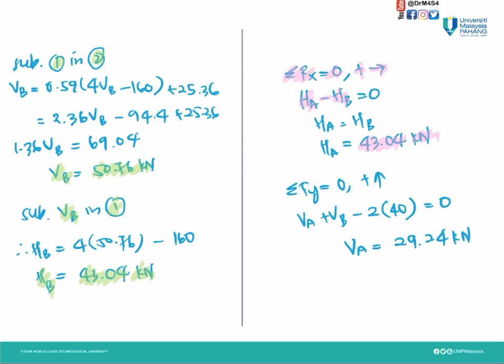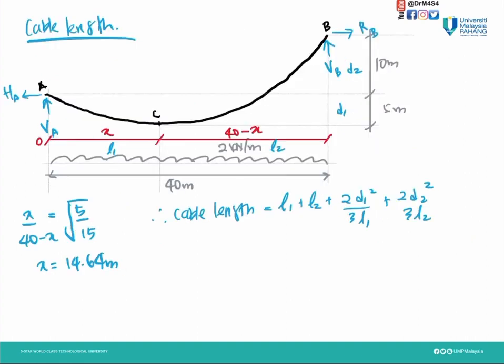Next, we take summation Fy equal to 0, positive upward. So our VA plus VB minus 2 kN, the entire length is 40 meter, equal to 0. We know our VB is 50.76 kilonewton. So we can solve this. So we get our VA is 29.24 kilonewton.